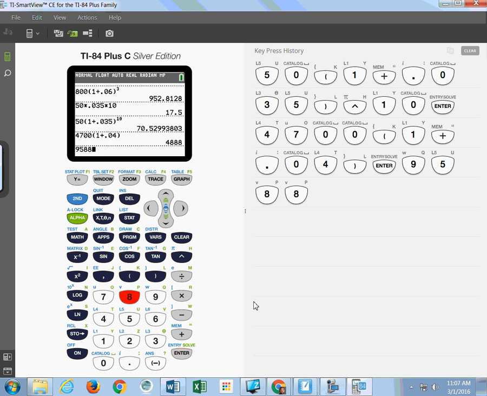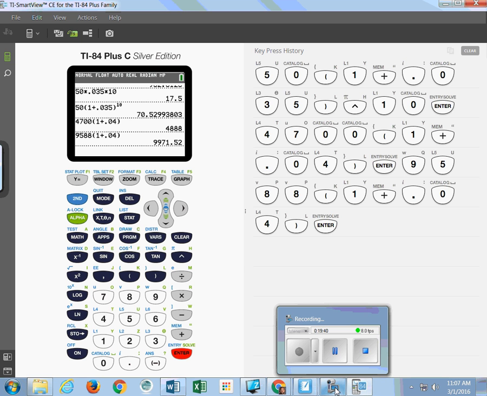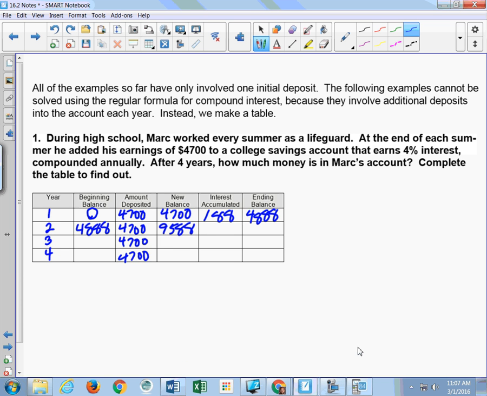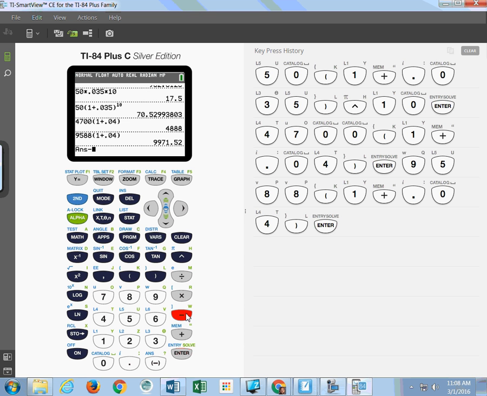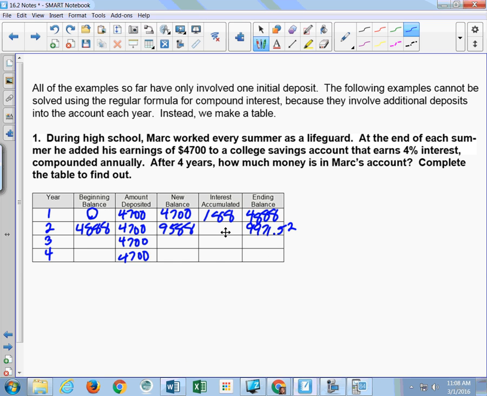$9,588 times 1 plus 0.04, enter. That's 9,971.52. So the ending balance is 9,971.52. To find out the interest, we subtract 9,588. So minus 9,588, enter. That's 383.52.